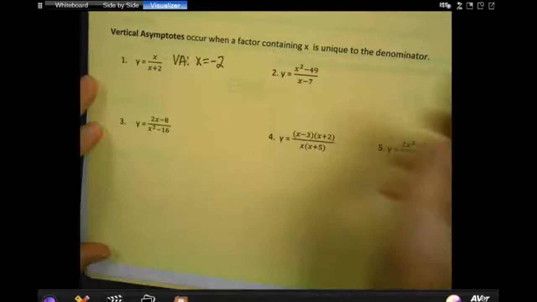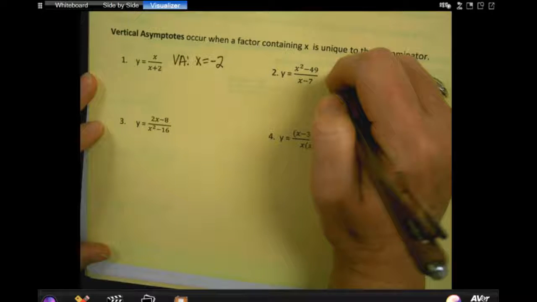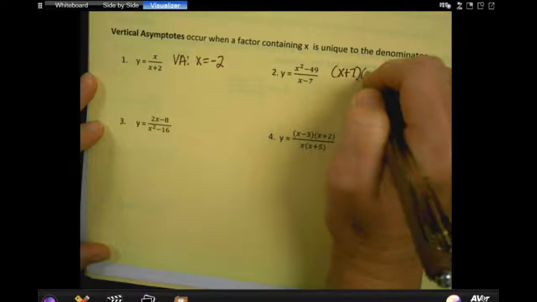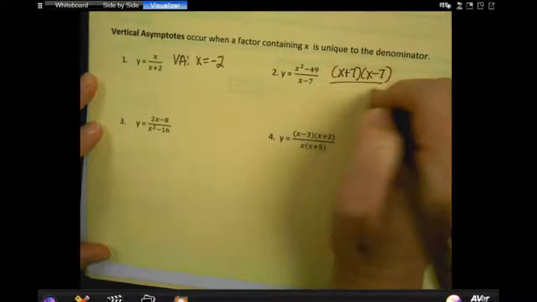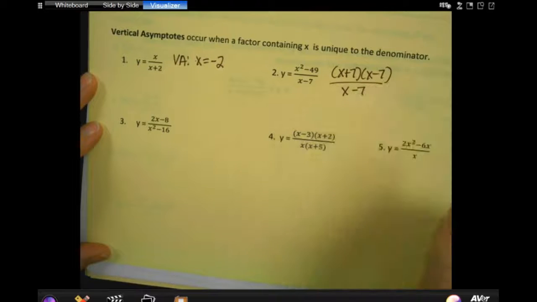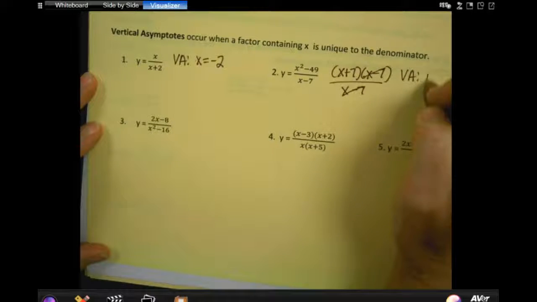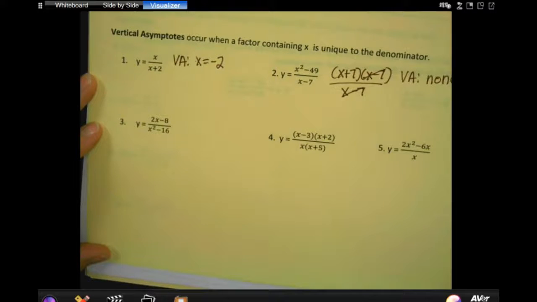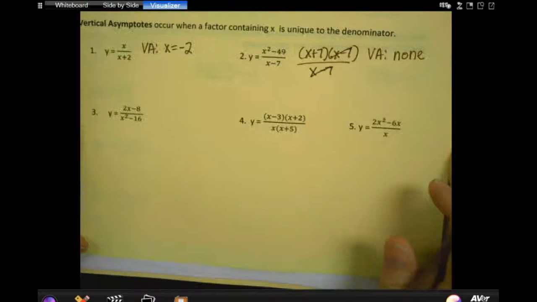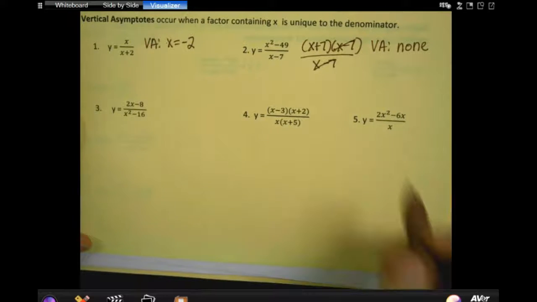So number 2, can I factor the top? So I'm going to have x plus 7 and x minus 7. And on bottom I have x minus 7. And these cancel. Is there a value left on the bottom? So there is no vertical asymptote. There has to be a variable on bottom to have a vertical asymptote. Okay? There has to have a variable.